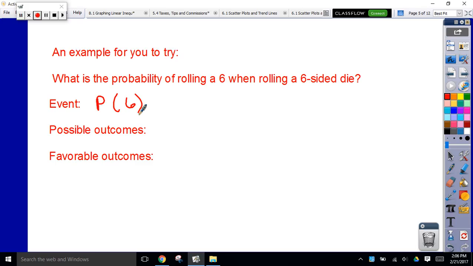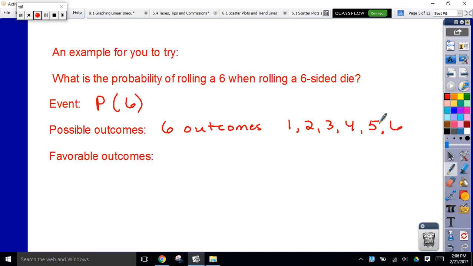Now, possible outcomes are the same outcomes that we had before. There are 6 outcomes. We could roll a 1, a 2, a 3, a 4, a 5, or a 6. How many of those numbers are the one that we want?